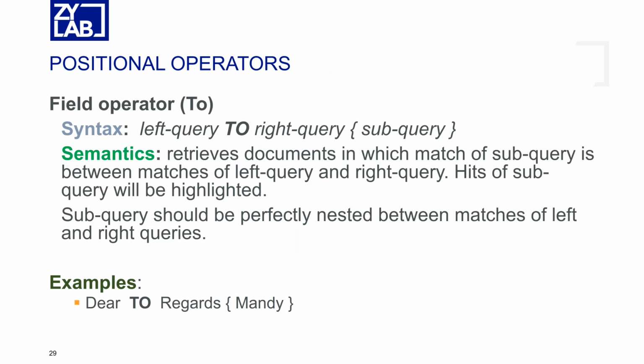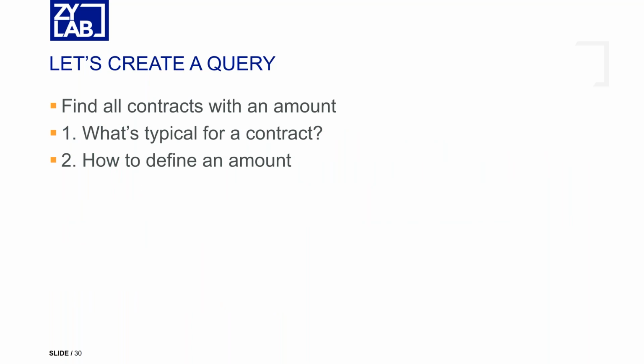Now, the final one is that you can also search for words which are in between certain words. And these are useful for, let's say, structured documents, where you always have a fixed structure. Then you can use certain terms as a certain location in the document, and between these locations you want to find a certain word or term. So in this case, I search for "dear to regards." So between those words, there should be the word Mandy to be a hit.